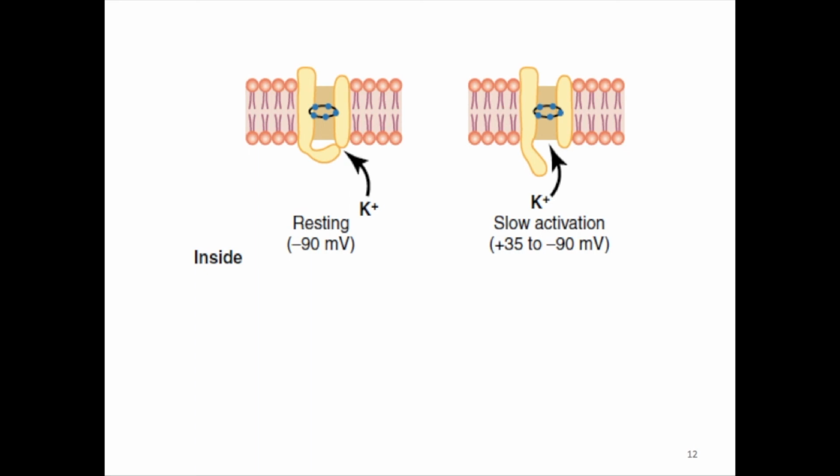The decrease in the sodium entry to the cell and the simultaneous increase in the potassium exit from the cell combine to speed up the repolarization process. So this is how the repolarization of the membrane is achieved.